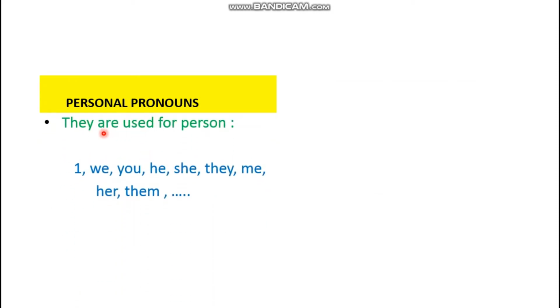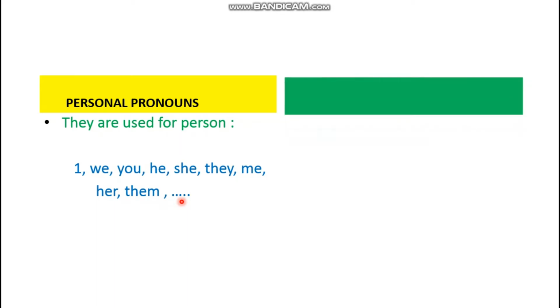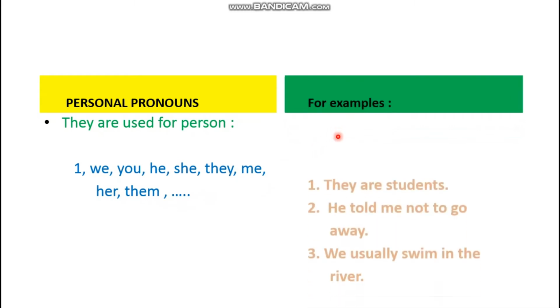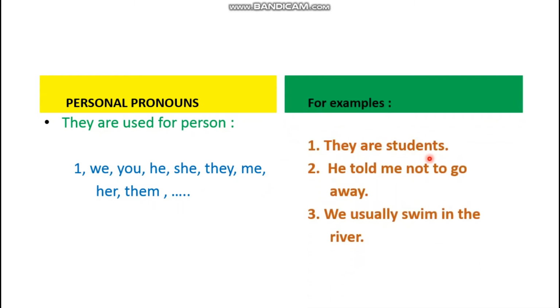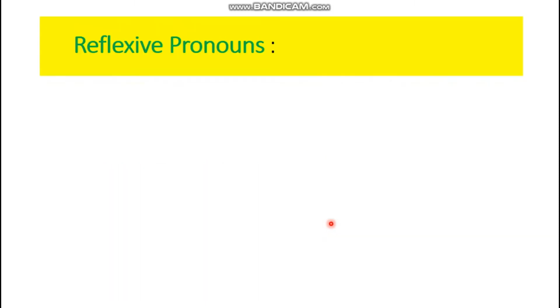Personal pronouns. Why personal pronouns? Its purpose is to be used for persons, such as I, we, you, he, they as subject, and me, her, them as object pronouns, and so on. For example, "They are students": they is the subject. "They told me": me is the object, after the verb. "Usually we swim in the river": we is functioning as subject, plural.